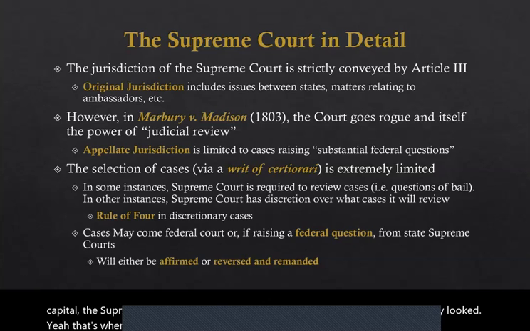And then a case comes along called Marbury versus Madison. And what happens here is the court goes rogue and says it has the power of judicial review. And it is the final arbiter of the Constitution, meaning it is the final interpreter of the Constitution. Which goes, wow, oh, okay. How do we deal with this?